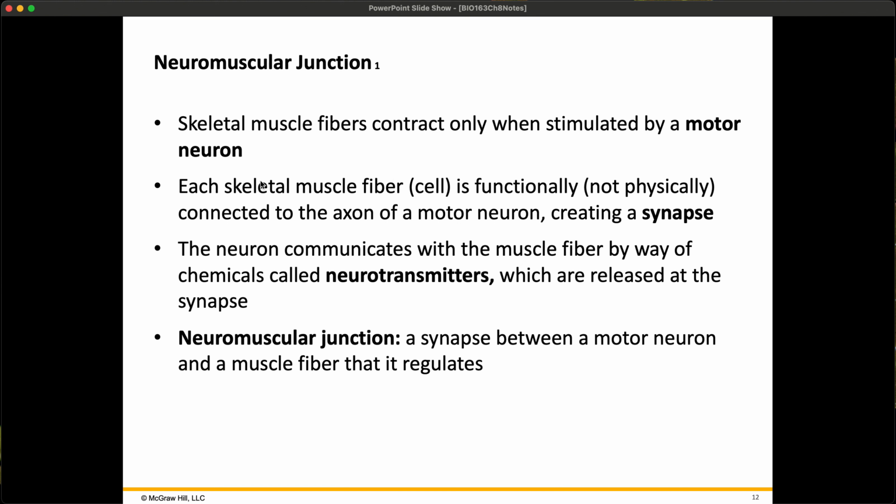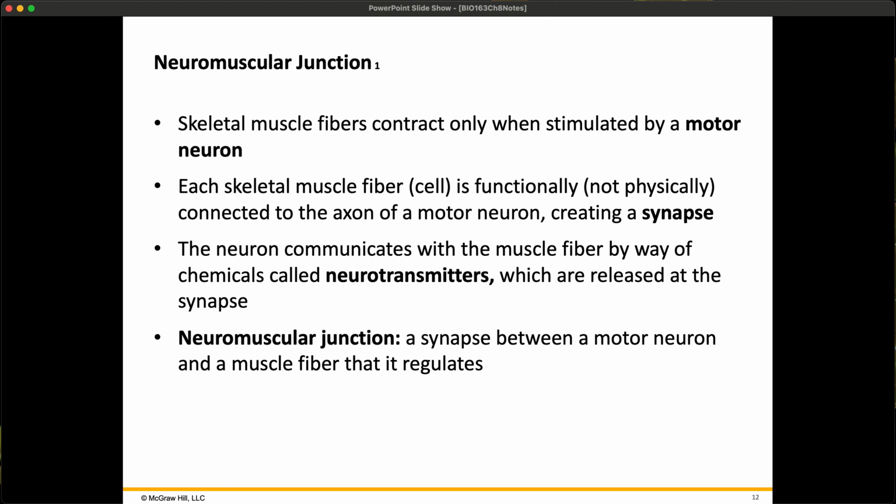The skeletal muscle fiber is functionally but not physically connected to the motor neuron. And that's called a synapse. So it's not like the motor neuron is stuck right up against the muscle cell. There's a little bit of space. There's a small microscopic gap between those two, but they do still communicate with each other. And they use neurotransmitters to communicate.